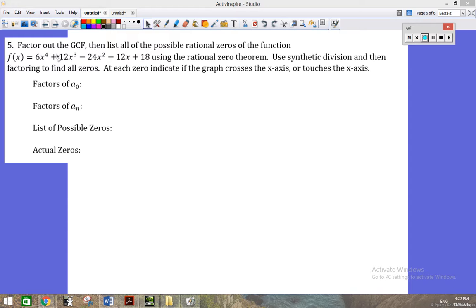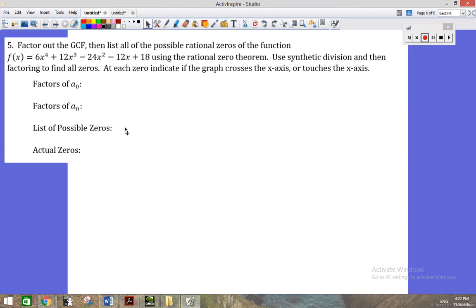But for these higher order polynomial functions, when that degree starts getting above 2, 3, 4, 5, we needed a method to factor in order to find these x-intercepts, and this rational zero theorem was our answer. It's a nice tool, and we use the remainder theorem and the factor theorem and our knowledge of synthetic division to help us completely factor these.